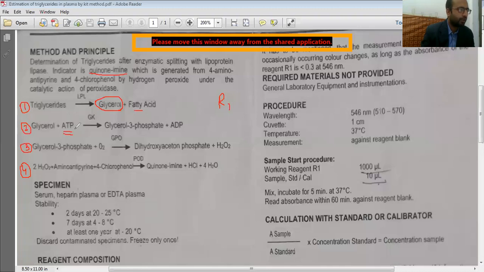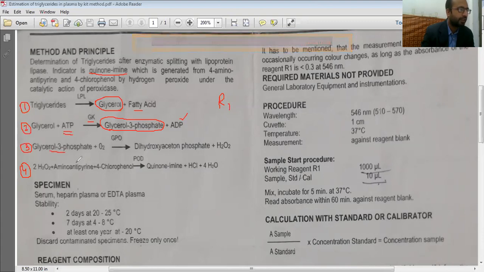Now this glycerol would react with the ATP molecule in the presence of the enzyme GK. GK stands for glycerokinase. This glycerokinase is also present in the R1 reagent, and we provide it in the test tube. This glycerokinase would convert the glycerol into glycerol 3 phosphate, and there is formation of ADP, adenosine diphosphate.